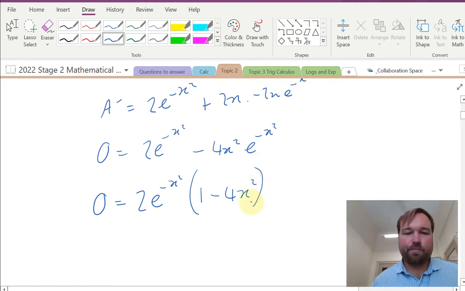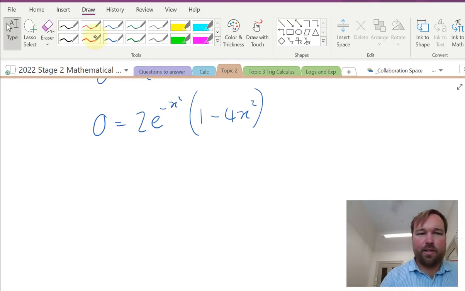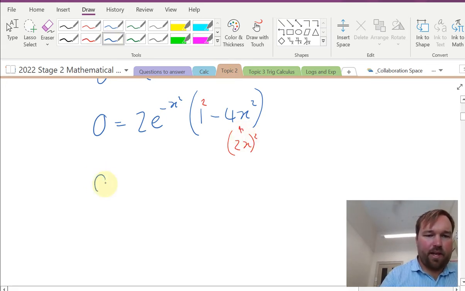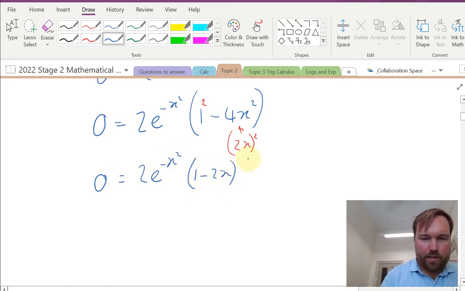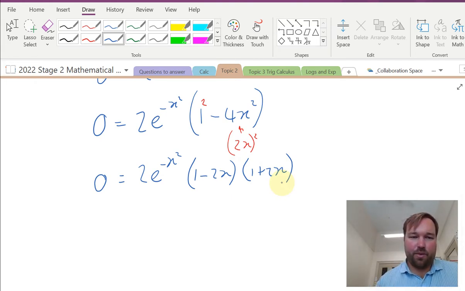Interesting. We still want it to equal 0, and I might remind you that anytime you see 1, you can really think of it as 1 squared. And I want to think of this really as 2x all squared. The reason I'm thinking of that is because then I can use difference of perfect squares to factorize. 1 take 2x, 1 plus 2x. Alright? The reason this works out so nicely is because it lets us almost see our solutions.